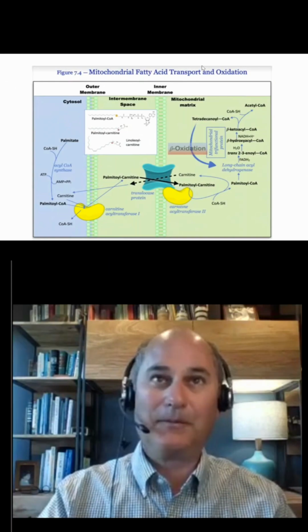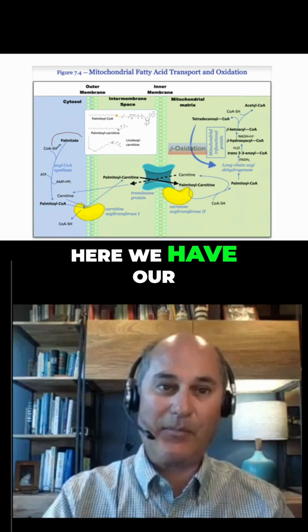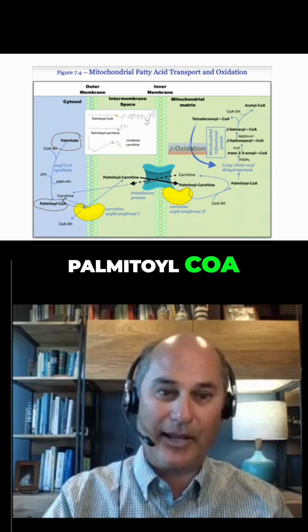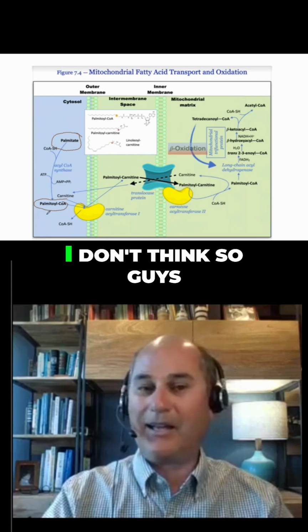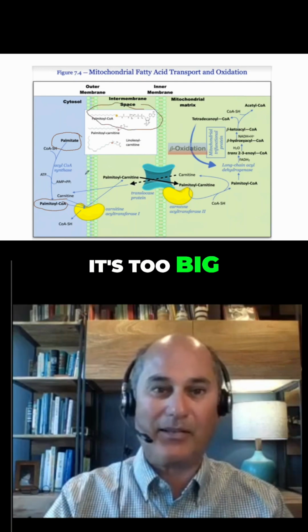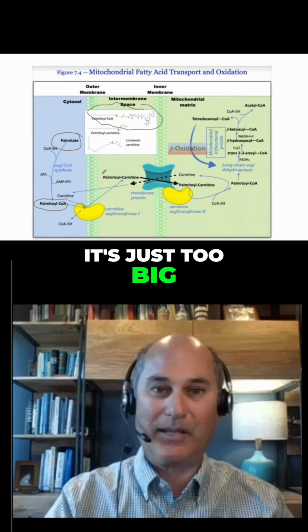So now, once you understand the biochemistry here, it just makes so much sense. Here we have our palmitic acid or palmitate. It's now converted into palmitoyl-CoA. But your body's like, yeah, I don't think so, guys. It's too big. See that? It's too big. You cannot get across this membrane. No way. It's just too big.